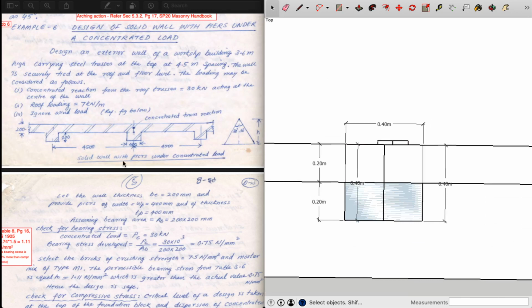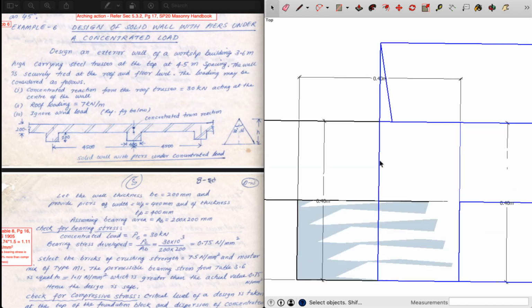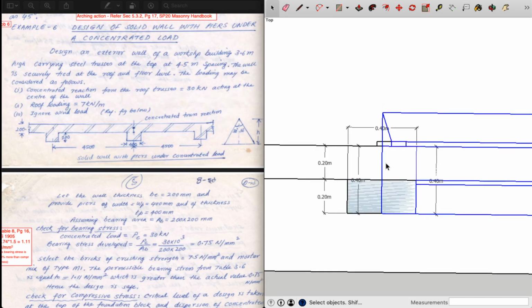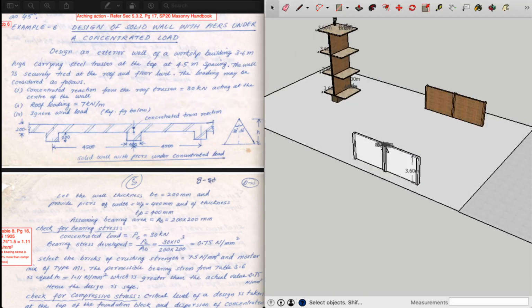So let's just quickly dive into the problem. The concentrated load is exactly acting at the center of the wall, exactly in the middle of the wall thickness, and this is where the truss is actually landing. The point load is given at a magnitude of 30 kilonewtons acting at the center of the wall, and there is a roof load of 7 kilonewtons per meter, which is nothing but the UDL, a general roof load by virtue of the entire truss that is existing.